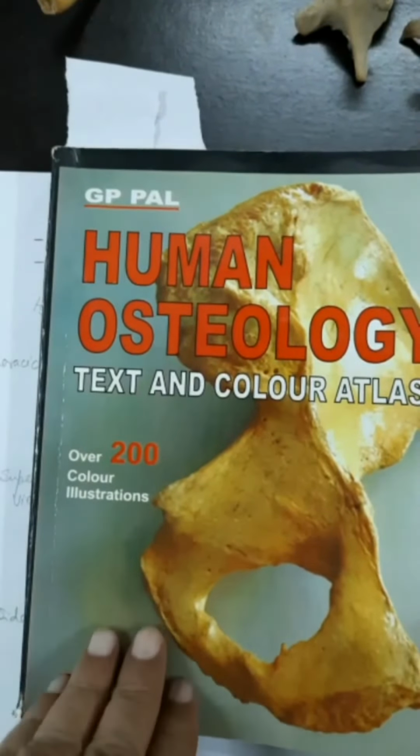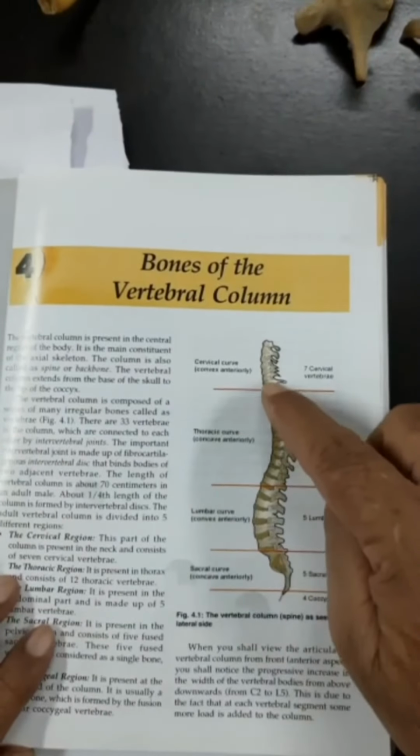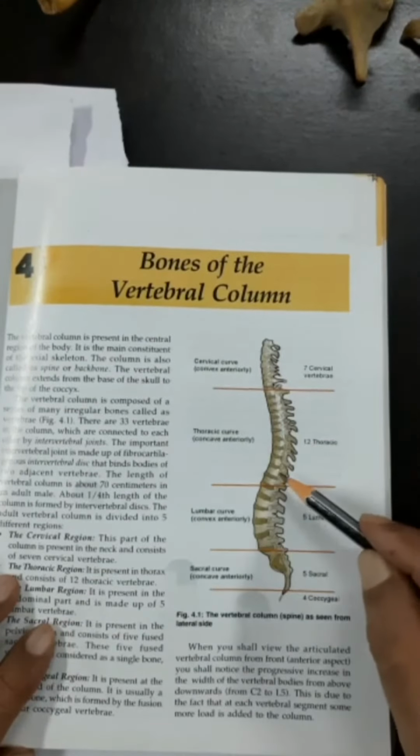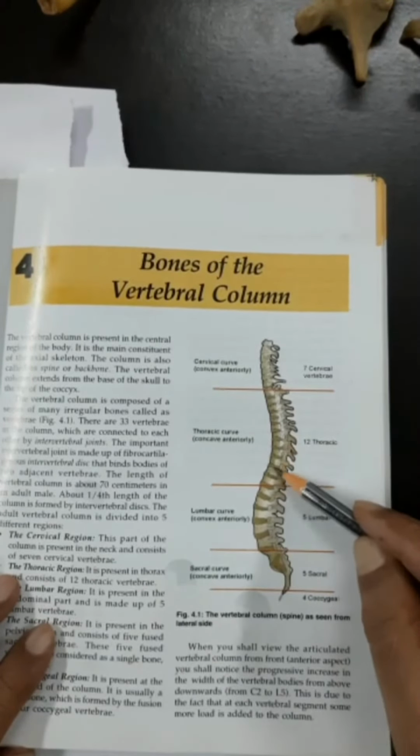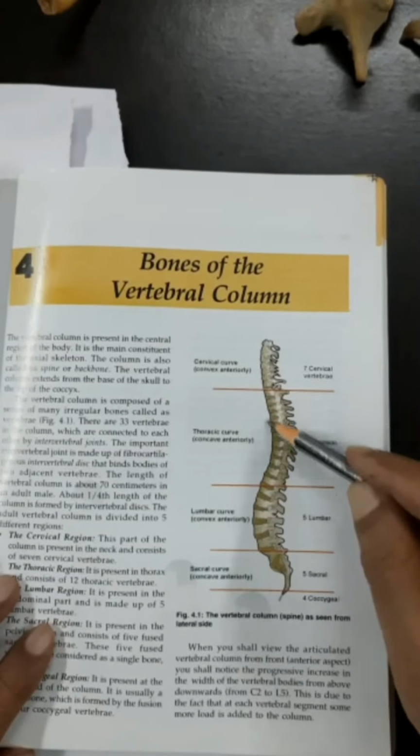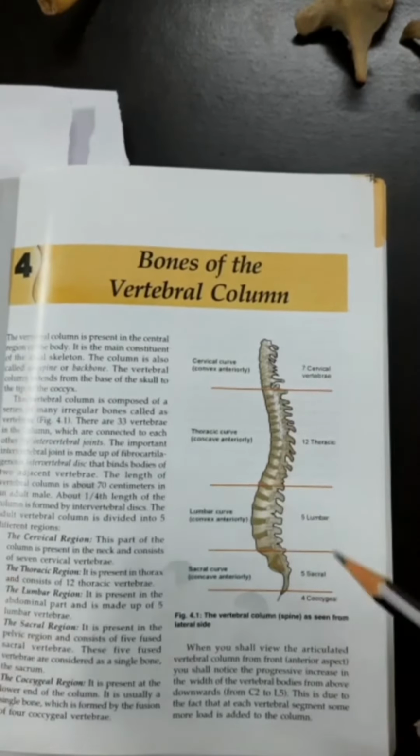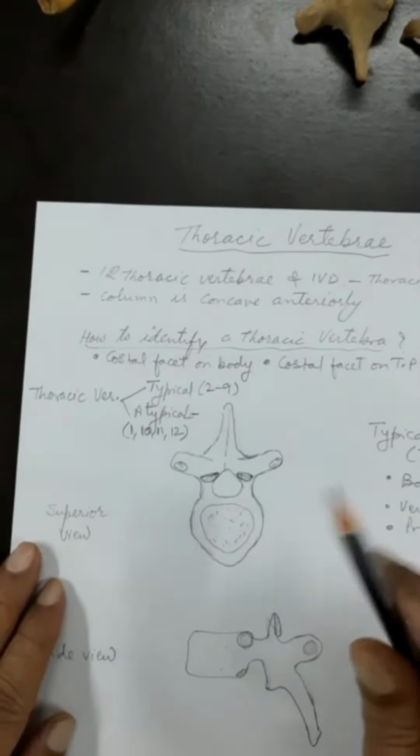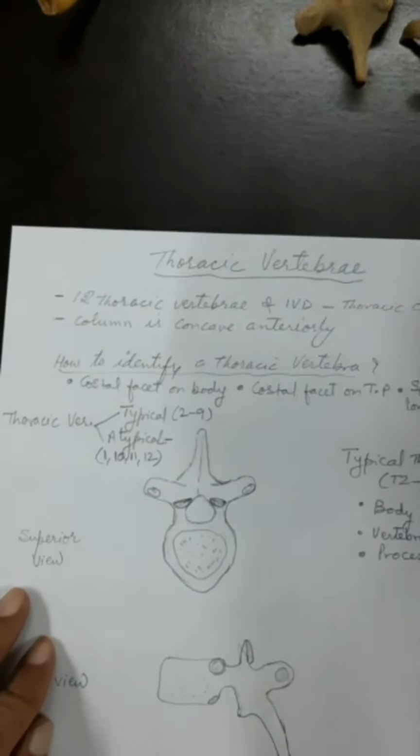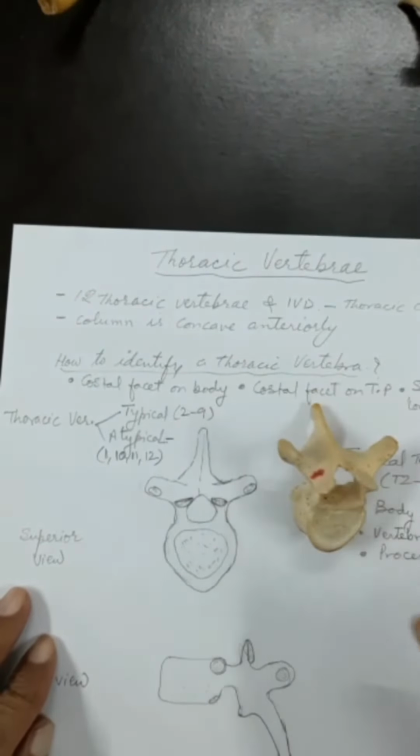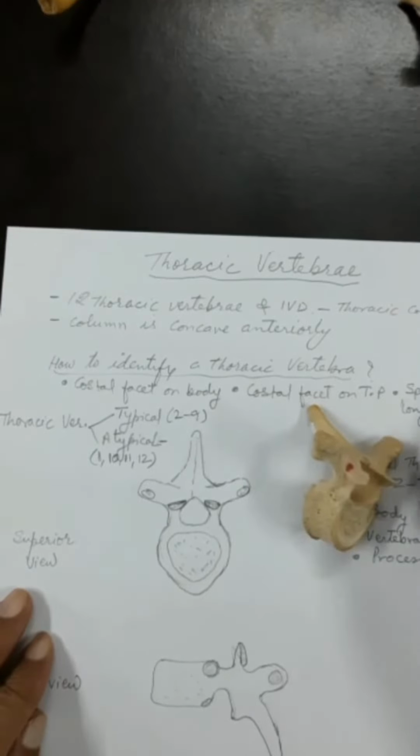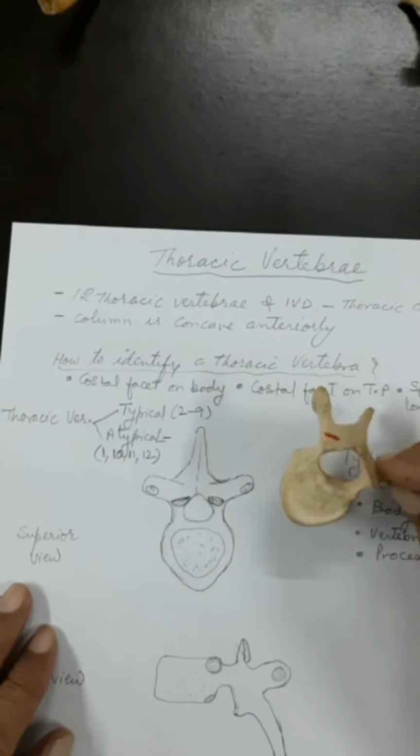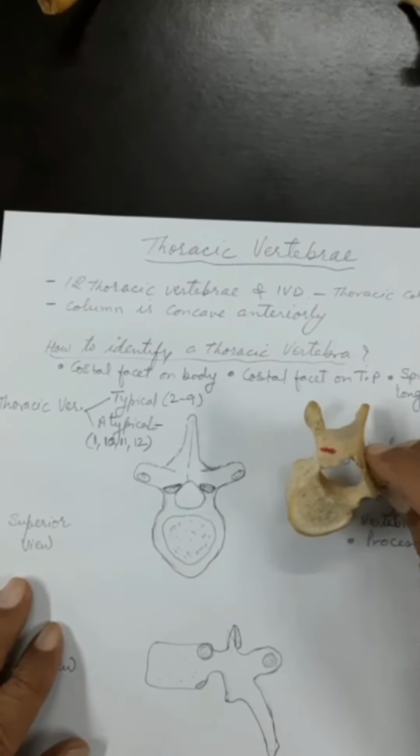Let us see this diagram again. This diagram is from my book Human Osteology, published by PP. You will see the 12 thoracic vertebrae and their intervertebral discs, which are between the bodies, and this column is concave forward. So the thoracic column is concave forward. Now, a thoracic vertebra is bigger than a cervical vertebra, and also stronger.